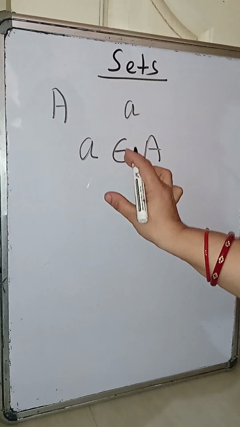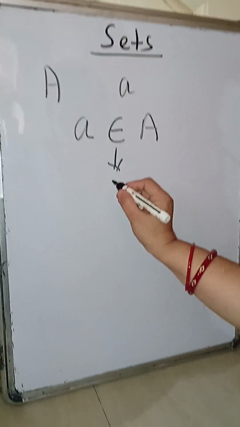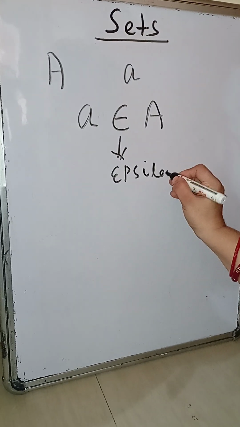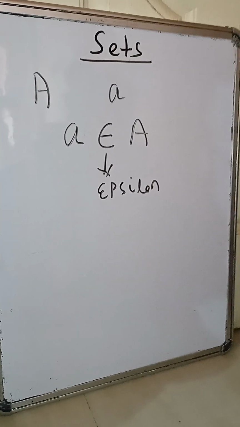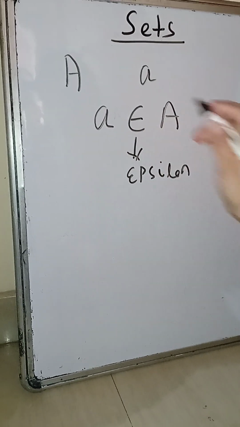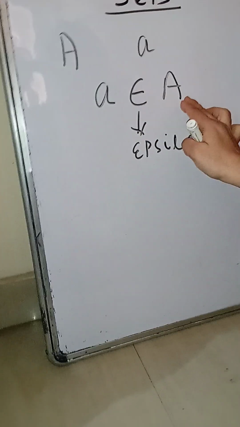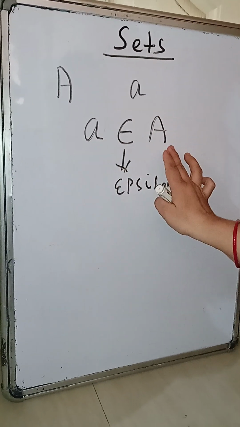We will read small a belongs to capital A, and this symbol is the epsilon symbol. This is the Greek symbol called epsilon, and we will read this as belongs to. So if small a belongs to capital A, it means the element a is present in the set A.